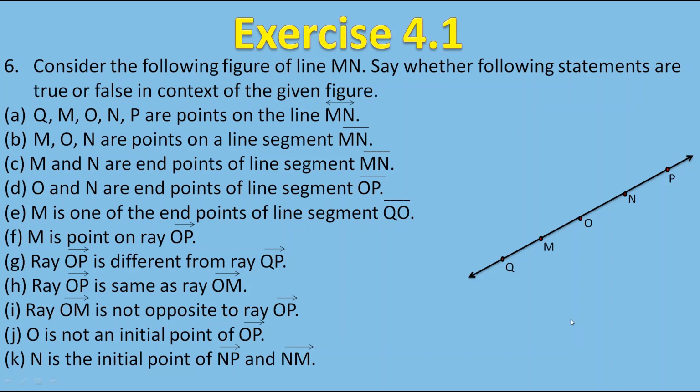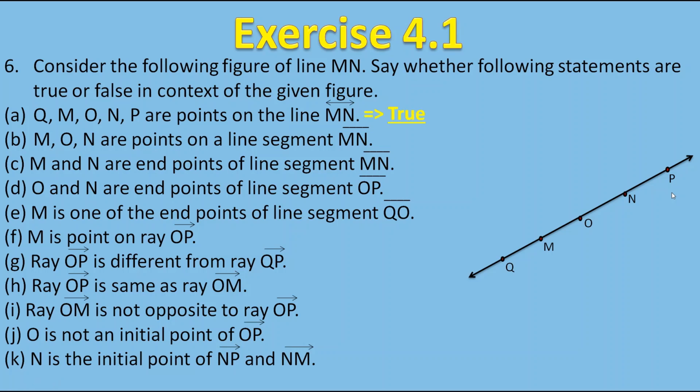So the first statement is Q, M, O and P, these four points are on the line MN. Are they on the line MN? Yeah, Q, M, O and P, these points are present on this line MN. So this statement is true.